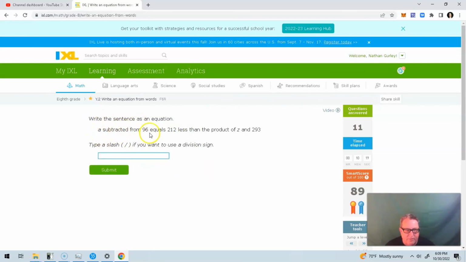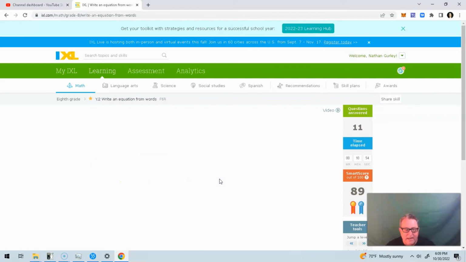Write the sentence as an equation. A is subtracted from 96. A is subtracted from 96. So we have 96. We're going to subtract A from that. Now what do we do? It equals what? 222 less than something. What is it less than? It's less than the product of 293 and Z. I'm going to put 293 times Z. And whatever 293 times Z is, we need to subtract 212 from it, because 212 is less than the product of that. We're going to click submit. We're going to call it a day.